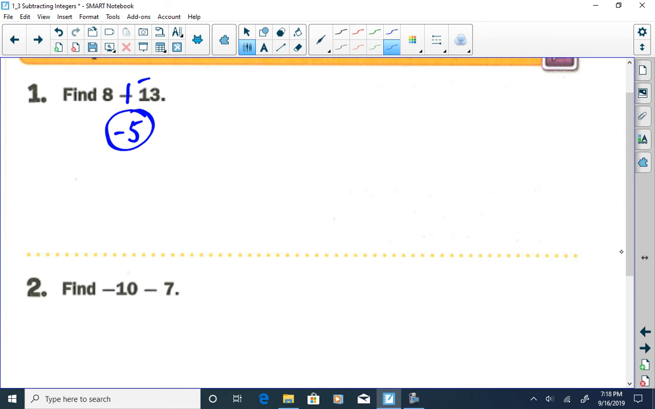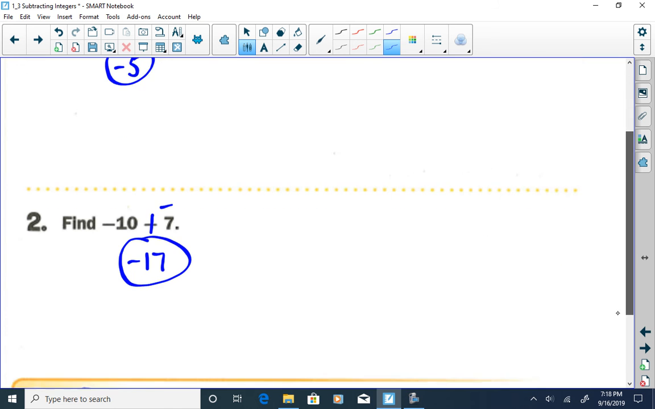All right. Next example. We change the subtraction to addition. Change the sign of the number that follows. I now use my rules for addition. Negative 10 plus negative 7. That's negative 17.